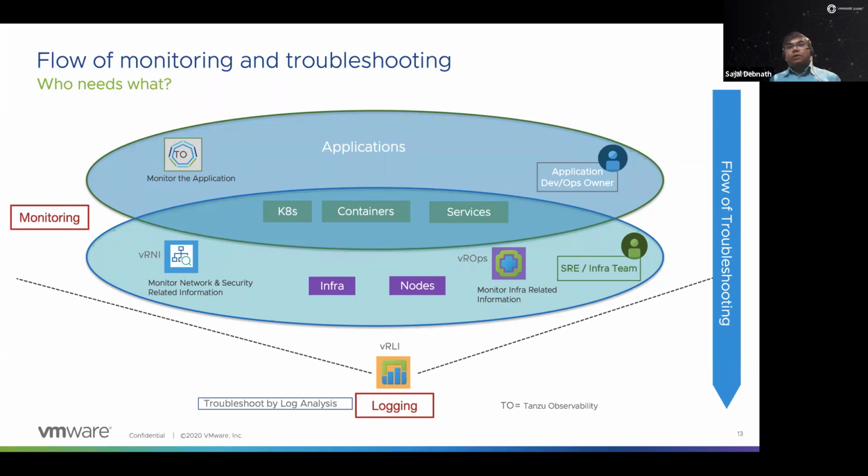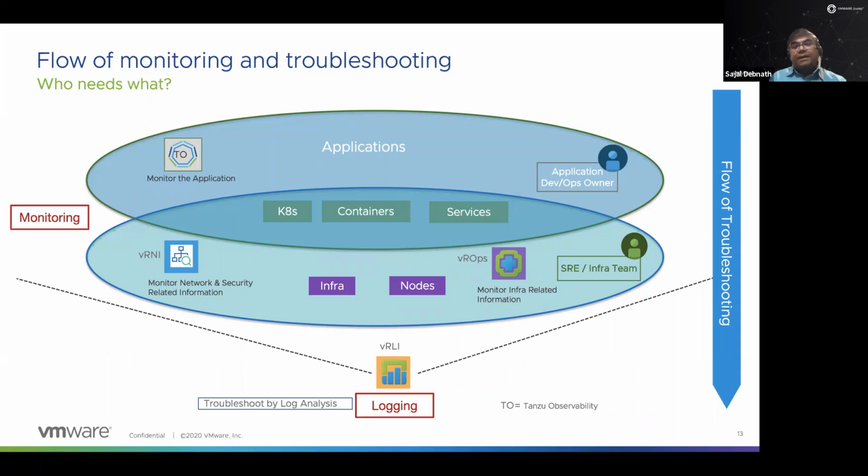And then VRNI is for networking problems. You are not able to communicate with the outside world. You want to know exactly what is happening, so take help of VRNI. And you see all three applications provide some overlapping capabilities. All of them monitor K8s container services to some extent, but the most extensive monitoring for this layer is done by Tanzu Observability.